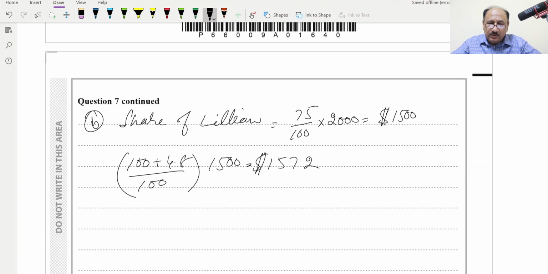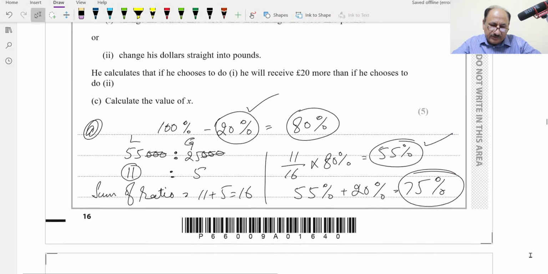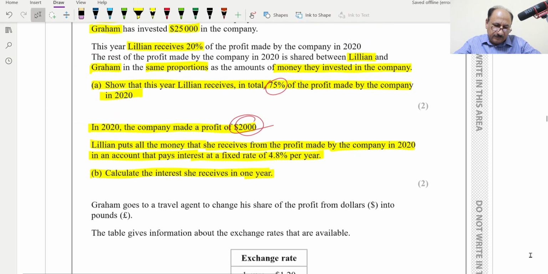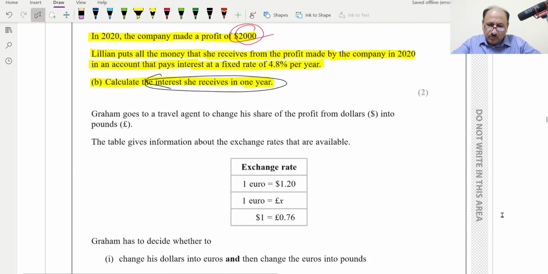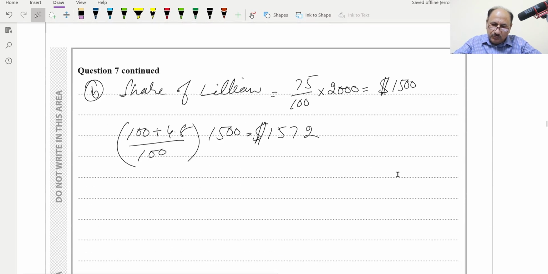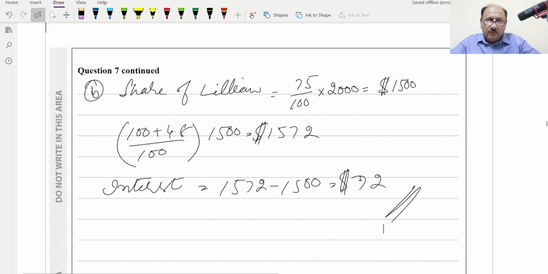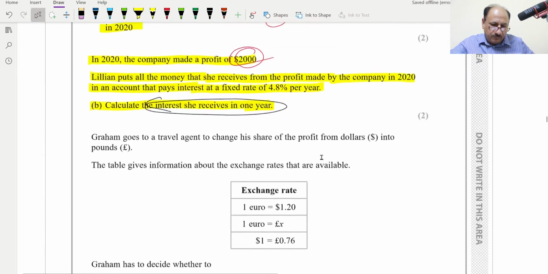So $1572, and they are asking for the interest. Basically the question is about the interest. Calculate the interest she receives in 1 year. So the interest will be equal to 1572 minus 1500, and this will be equal to $72. This will be the interest. Hopefully we have calculated everything properly.